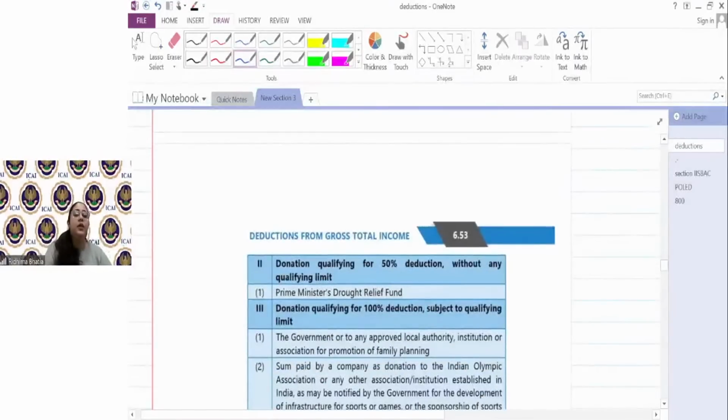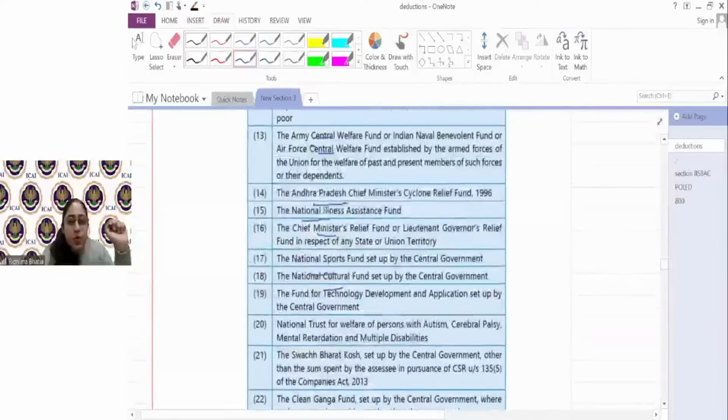So मैम, 50% में क्या है? 50% में only Prime Minister's Drought Relief Fund है. So एक ही ऐसा Prime Minister वाला fund है which is Drought Relief, which is under 50% category. Otherwise all Prime Minister, all national importance, all state government importance, सारे funds कहाँ हैं? In 100% category. ठीक है. So if I make a donation, say suppose to National Illness Assistance Fund, 100% deduction मिलेगा. जितना donation किया उतने का deduction मिलेगा.